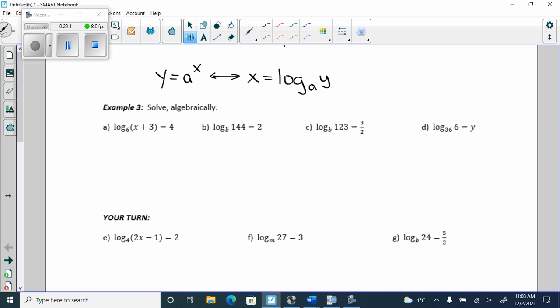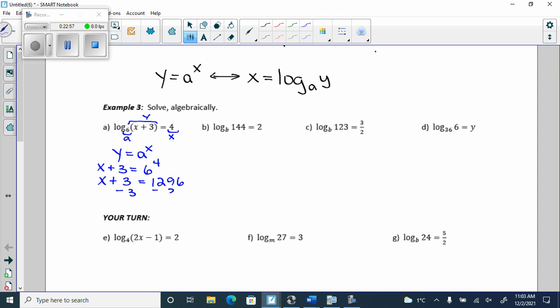So which one am I matching it up with? Log, because it has the word log in it. So I'm going to get a, y, x. What equation am I going to write below? y equals a to the x. So I'm going to write x plus 3 equals 6 to the 4. What is 6 to the 4? Make sure you're following along in your notes. 1296. So I go x plus 3 equals 1296.